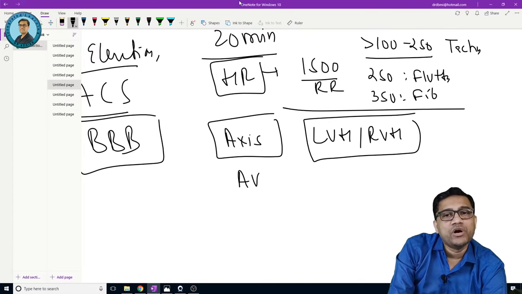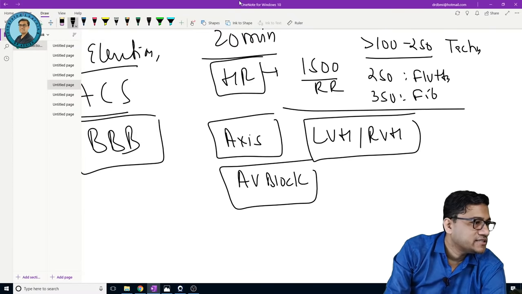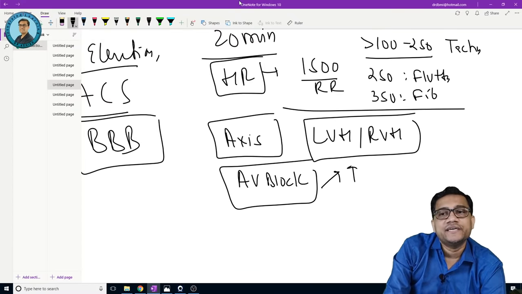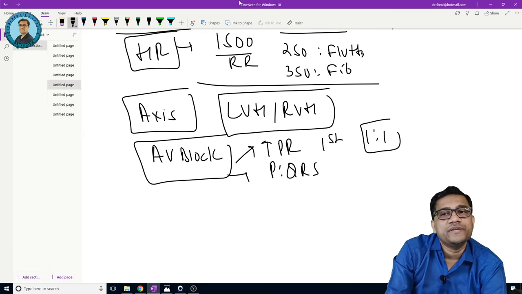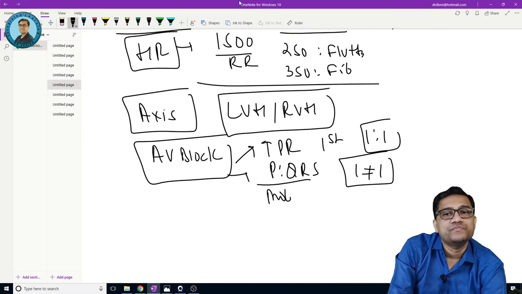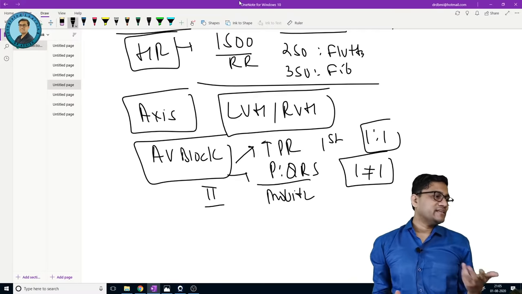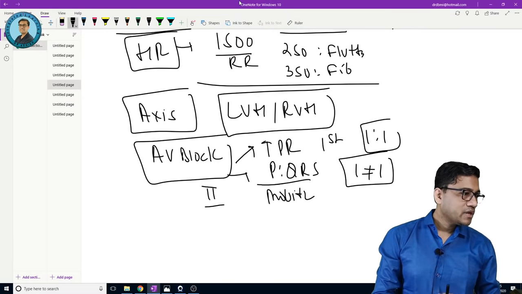AV block. In AV block, what is the idea? The idea is increased PR, that is first degree. P by QRS should be 1:1. If it is not equal to 1, it is dropping of beats. That is Mobitz 2, that is second degree. Are you clear? And if there is complete dissociation, that is complete block. Okay, fine.